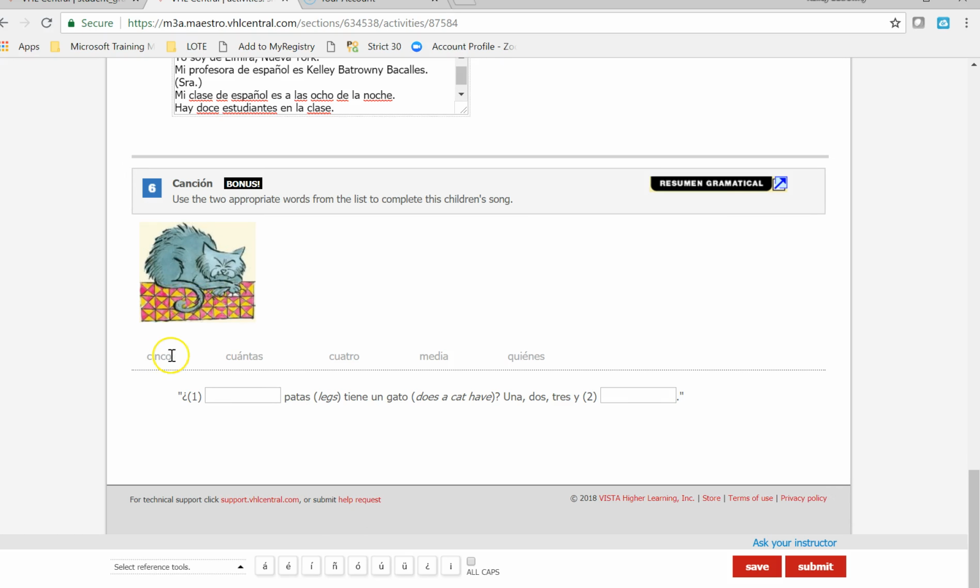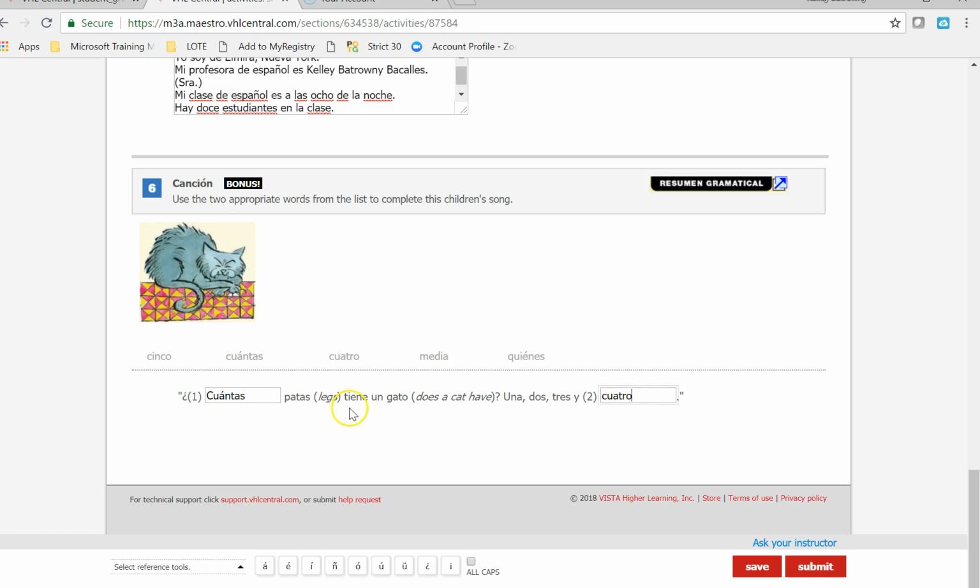So here are words. Cinco means 5. Cuántas means how much or how many. Cuatro means 4. Media means middle. In this case, it would mean like 30 minutes. ¿Quiénes? It means who. So here I have blank patas tiene un gato. And then they say una, dos, tres, y. So we want to say how many legs does a cat have. So since this is patas, that's a little clue that it's going to be cuántas because it has to match. Cuántas patas tiene un gato. Una, dos, tres, y cuatro.